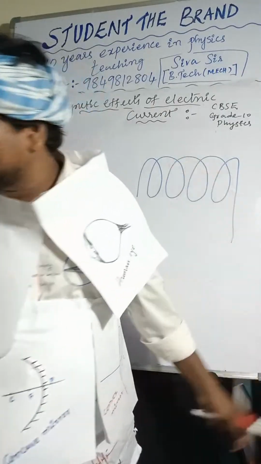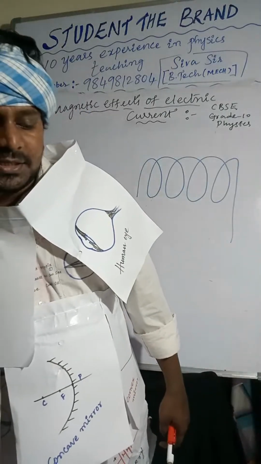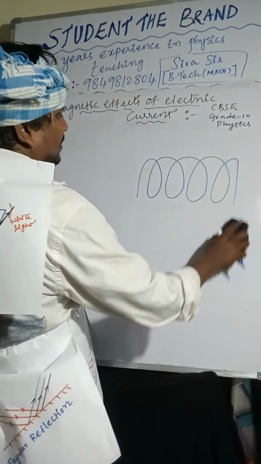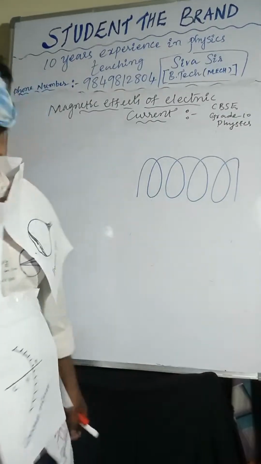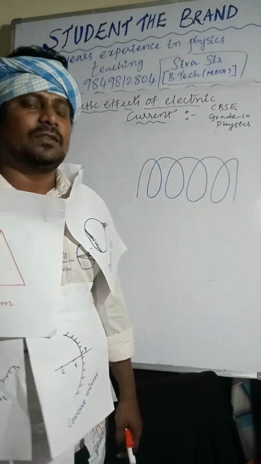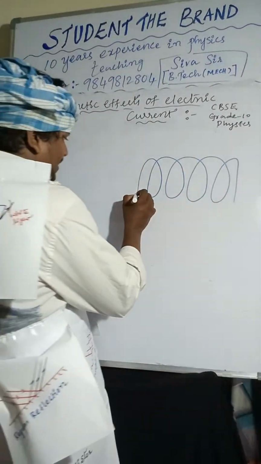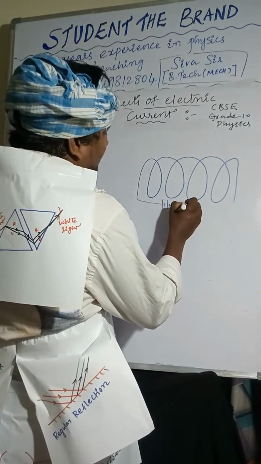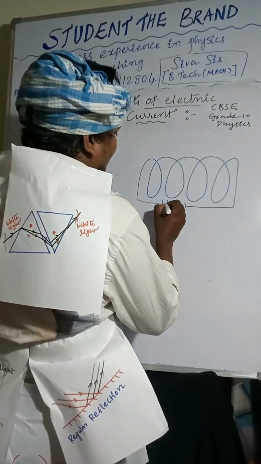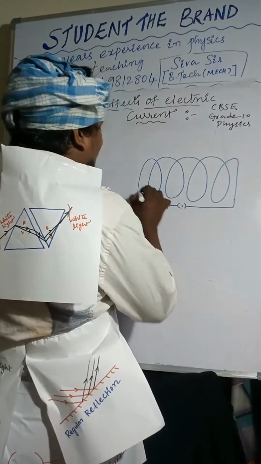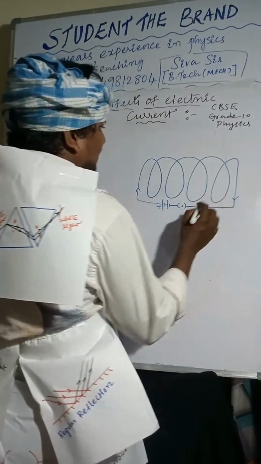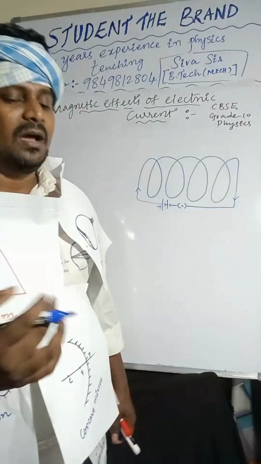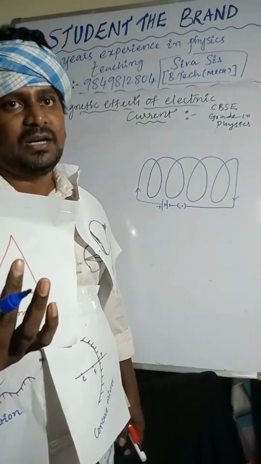Okay, connect it to the circuit. I'm connecting the circuit. Anyway, we know if current is passing through a conductor, it acts as a magnet. I'm taking the positive terminal, the negative terminal, and a switch. Current is passing like this. As I said, a current carrying conductor produces a magnetic field around it.